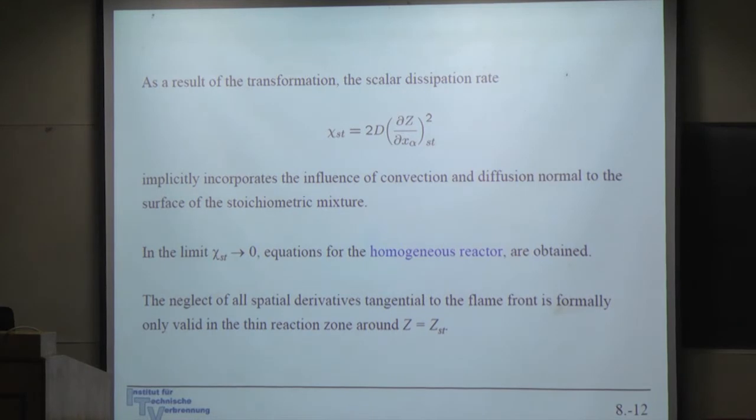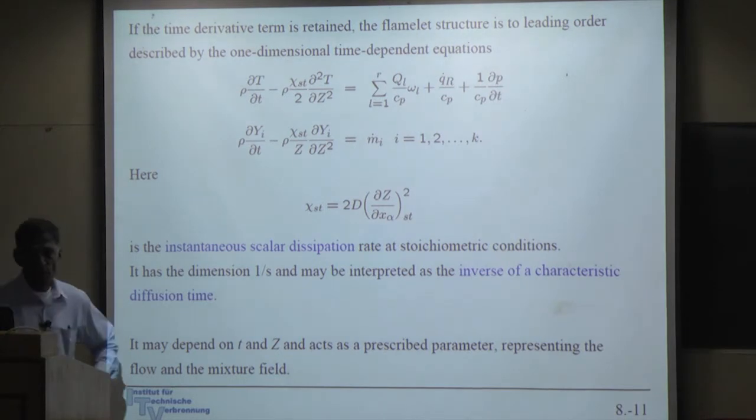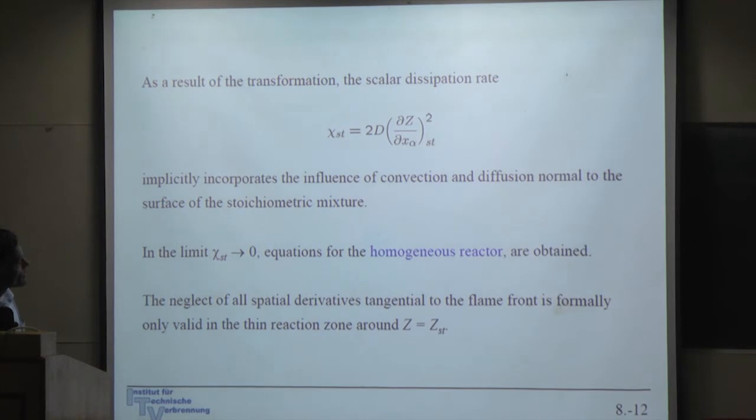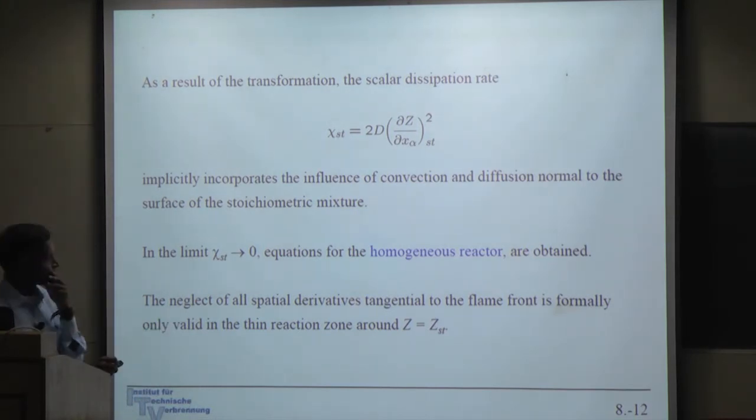Now, if you recall, yesterday we looked at the classical homogeneous reactor. For the homogeneous reactor, it turns out that if you put the scalar dissipation rate equal to 0, the equations for the homogeneous reactor are recovered, the ones which I did yesterday, right?